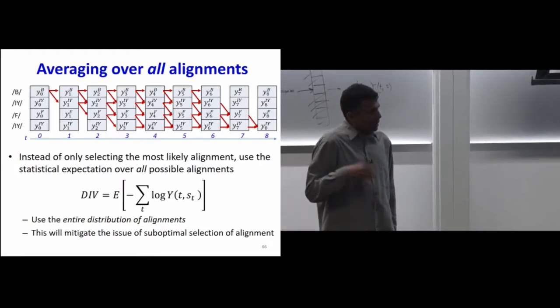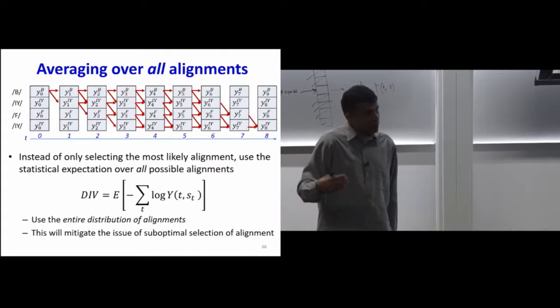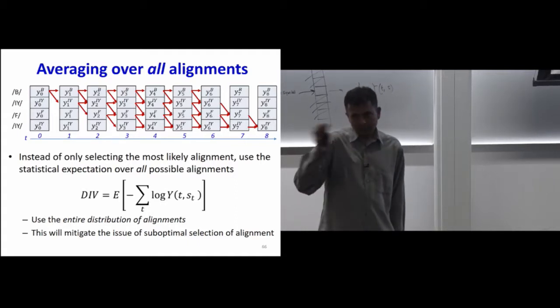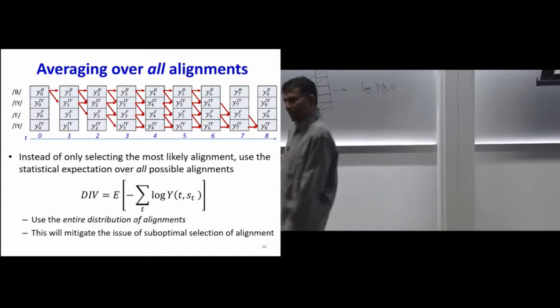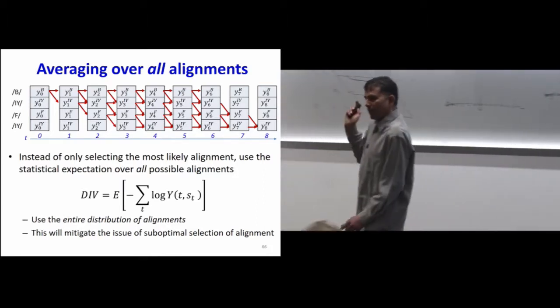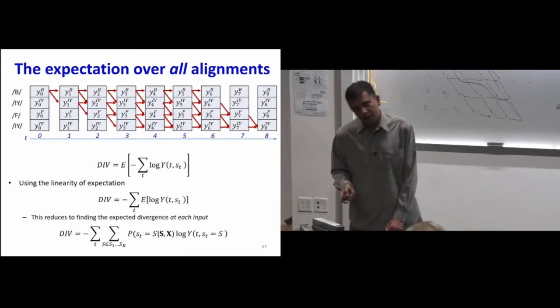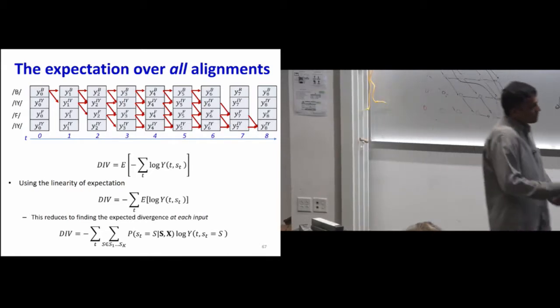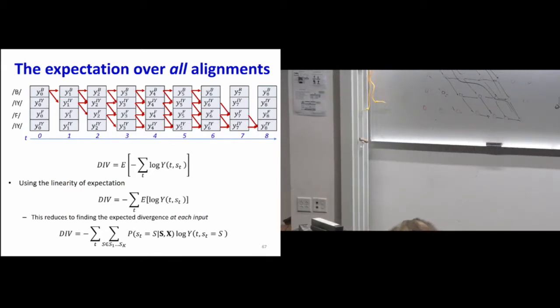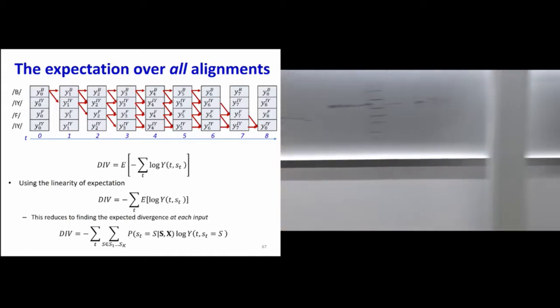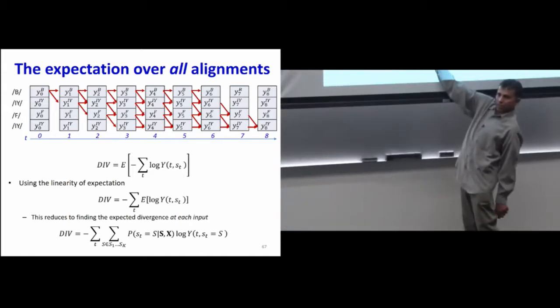Right? And this makes, statistically speaking, more sense. Everybody get that? And the expectation is a linear operator. I can just move the expectation inside the summation. Again, this is the negative of the sum. This is the log probability of a single path.